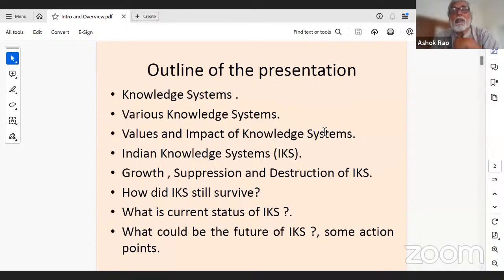So the brief outline of my presentation is we'll look at knowledge systems. We'll also look at various knowledge systems. And we will see the values and impact of knowledge system. That is very generic. Specifically, we will see Indian knowledge system, how the growth, suppression, and destruction of Indian knowledge system happened. And we will also look at how did Indian knowledge system still survive? What is the current status of Indian knowledge system? And what could be the future of Indian knowledge system? Some action points.